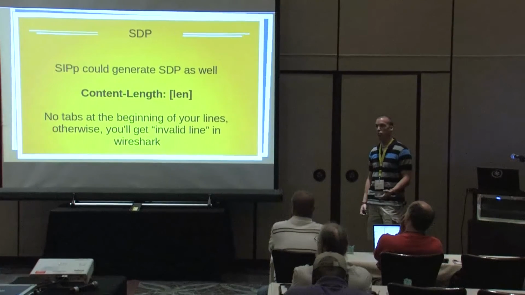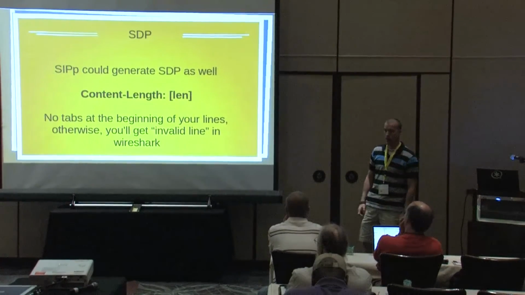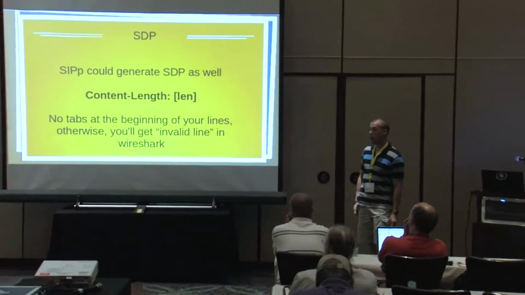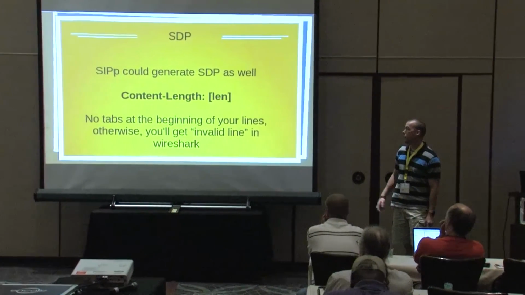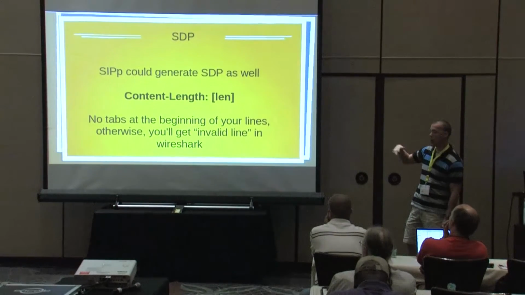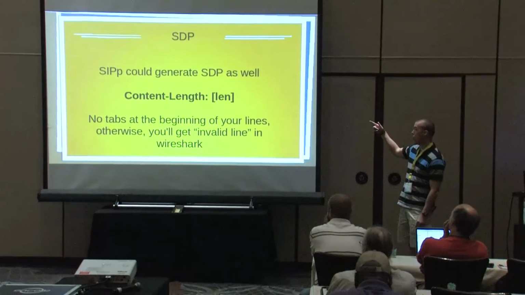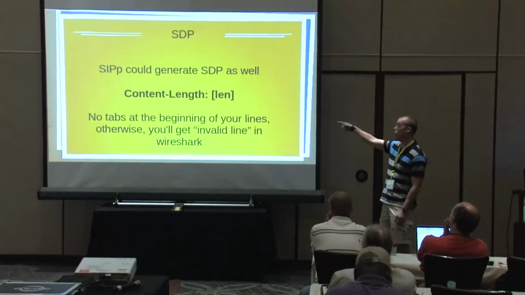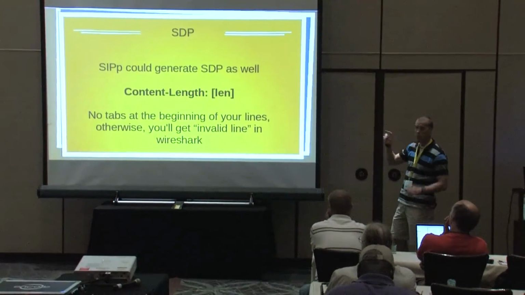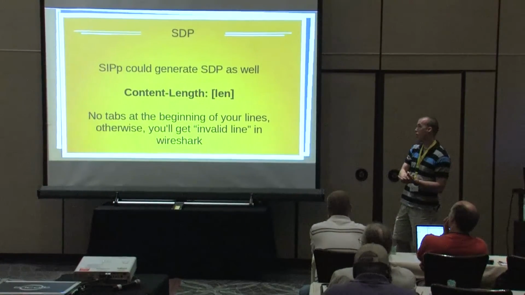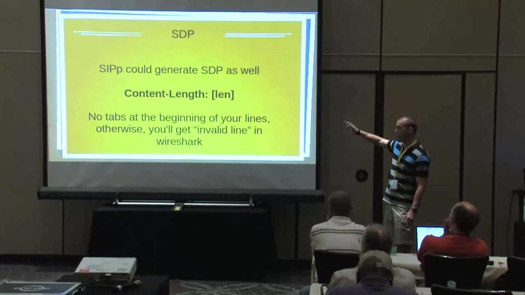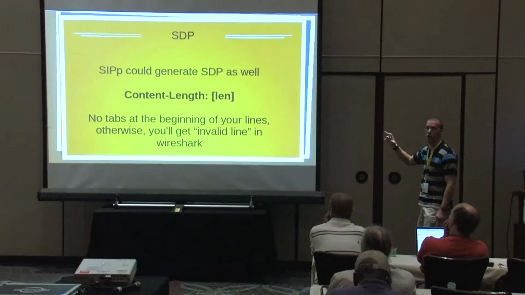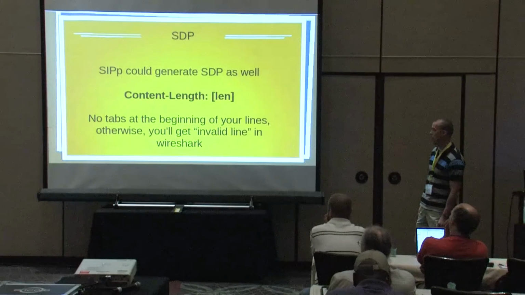Just sending the SIP message without any SDP is useless. So SIPp can generate the SDP as well, and you have the content. You have the content length, and you can have the length directly, which is a variable, and what that specific variable does is, for the SDP that you're going to put right after, it automatically substitutes the number of bytes to send in the SIP header Content-Length.